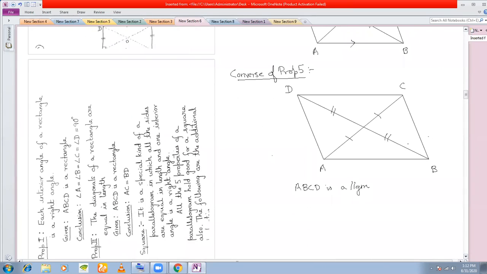If any quadrilateral is given to you, I don't know whether ABCD is a parallelogram, a rhombus or whatever, but I simply know that it is a quadrilateral, a rectilinear figure bounded by 4 straight lines. This is what I know. And also I know that this quadrilateral is such that its diagonals bisect each other. Diagonals bisect each other means this length must be equal to this length, and this length must be equal to this length. Then I can conclude that ABCD must definitely be a parallelogram.